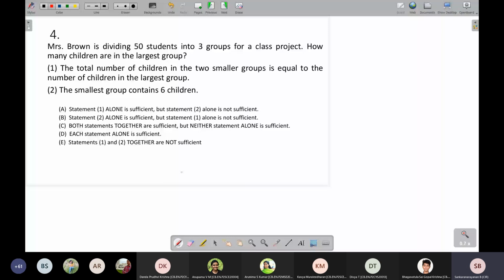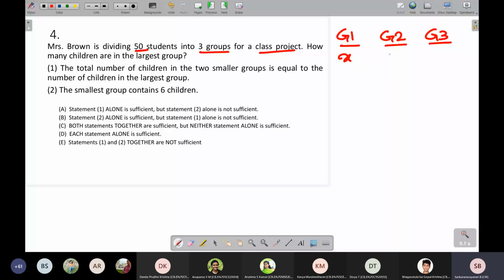So here you can see there is one person, Mrs. Brown, dividing altogether 50 students into 3 groups for some class project. So altogether you are considering 50 students here. You are dividing those 50 students into 3 groups. Let me say group 1, G1, group 2, G2, and group 3, G3. Let me consider that group 1 has X number of students, group 2 has Y number of students, and group 3 has Z number of students.